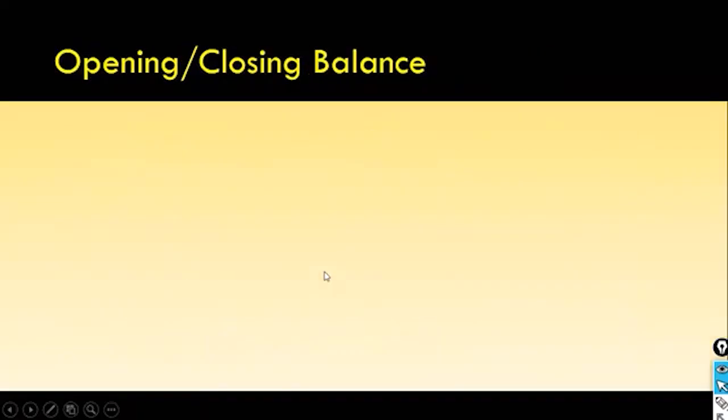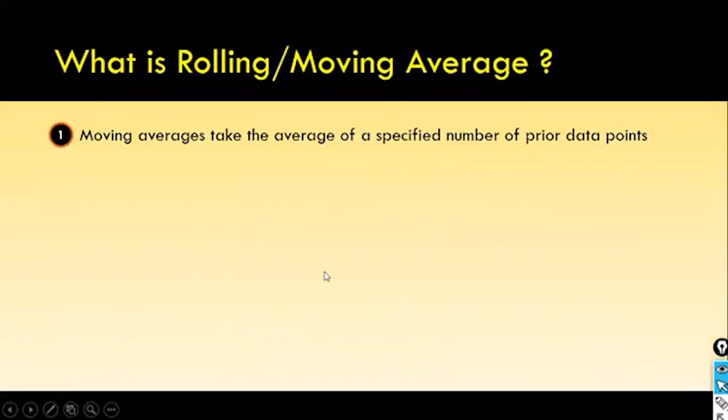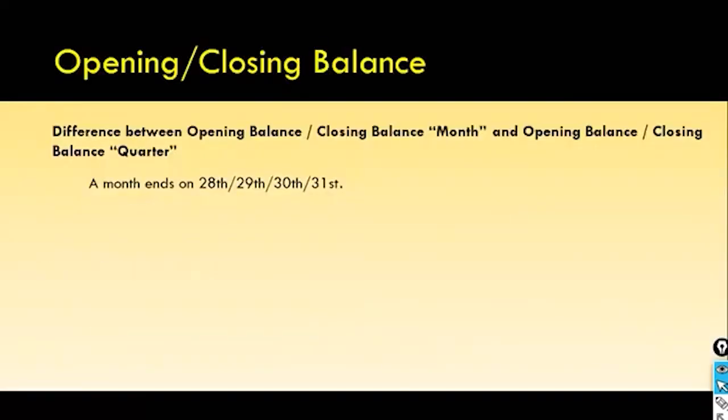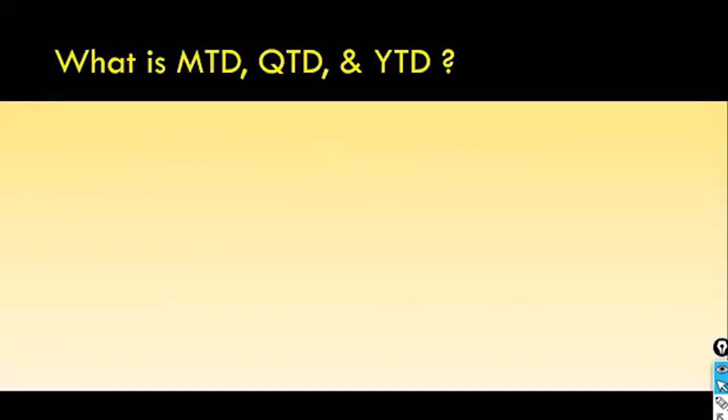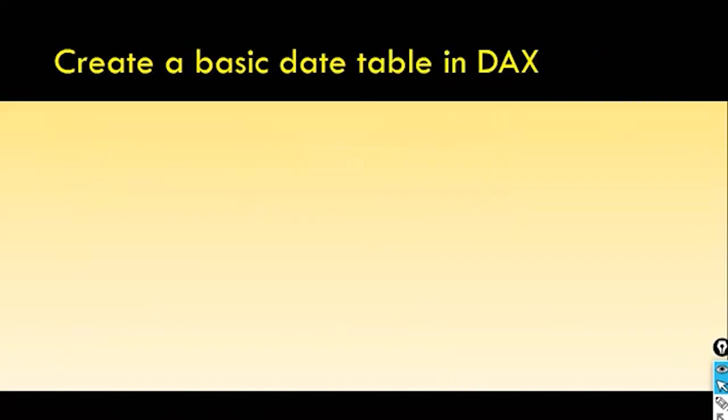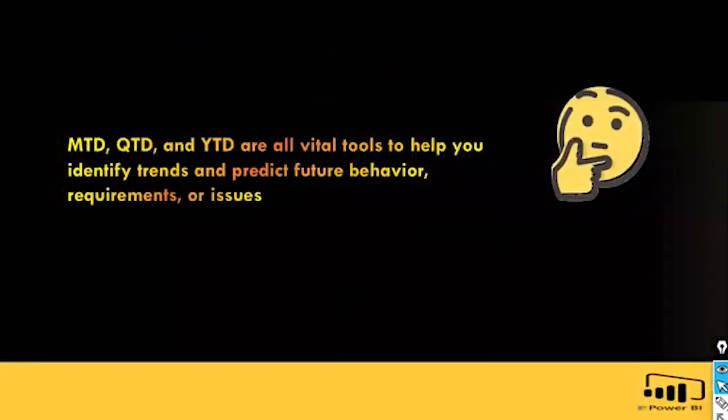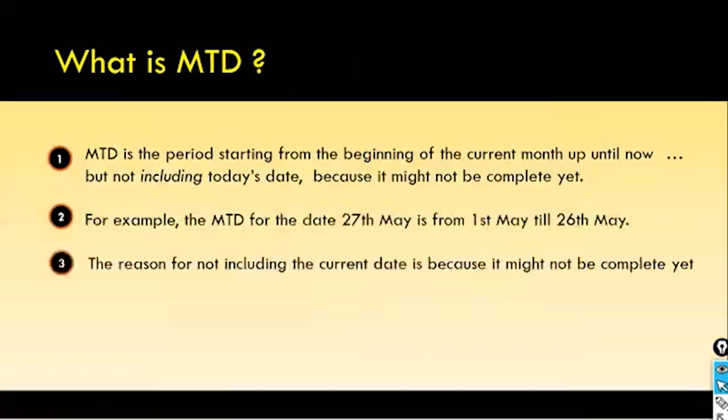So now we are done with the rolling average and closing balance. And the next one is quickly the time intelligence function. It's already late, right? So don't worry. I will try to explain the concept. It's very simple.